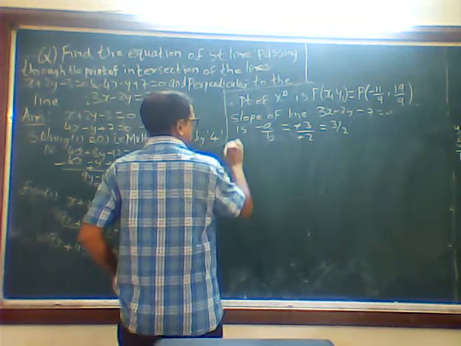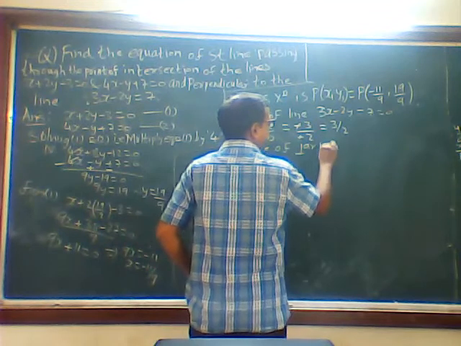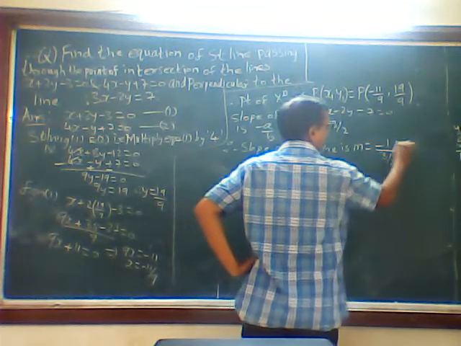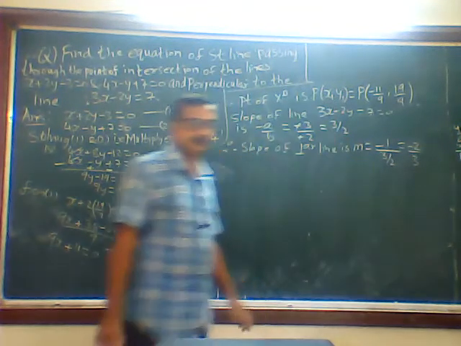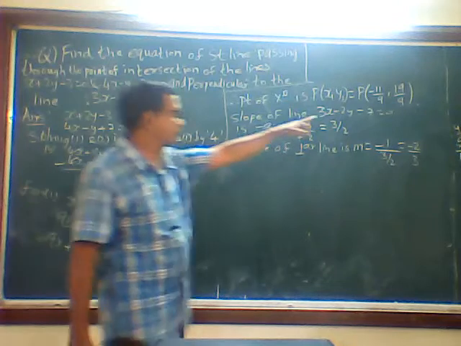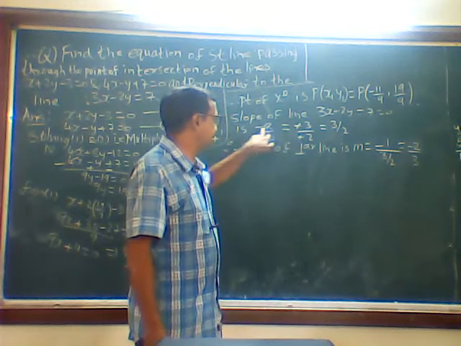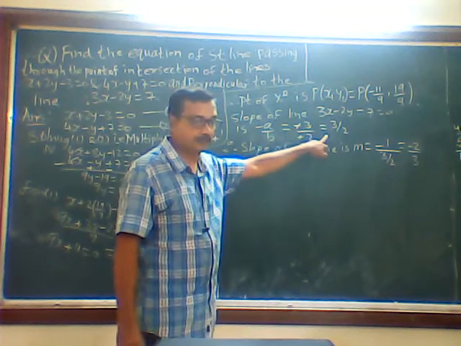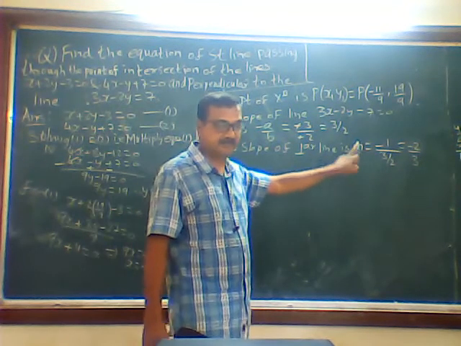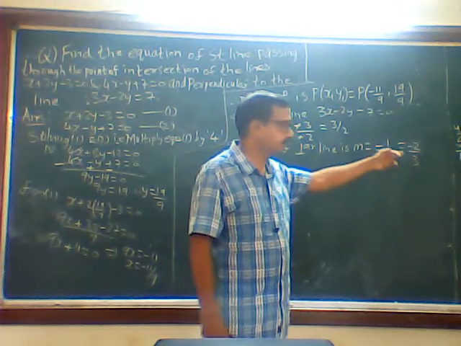But it is perpendicular. Therefore, the slope of the perpendicular line is m is equal to minus 1 upon 3 upon 2, that will become minus 2 upon 3. You got it? What I have done: slope of the line 3x minus 2y minus 7 is equal to 0 is minus a upon b, where a is 3 and b is minus 2, that is minus 3 upon minus 2, which is 3 upon 2. But it is perpendicular, so m is equal to minus 1 upon 3 upon 2, which is minus 2 by 3.